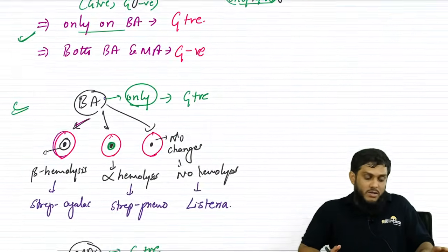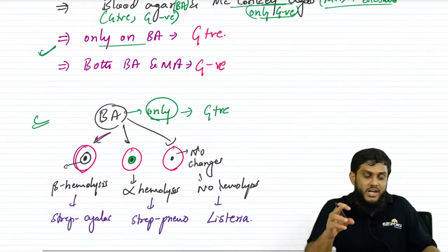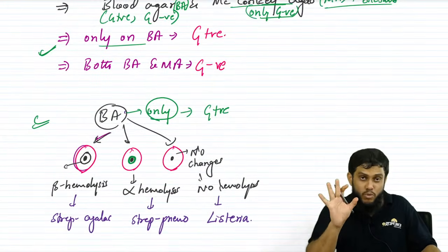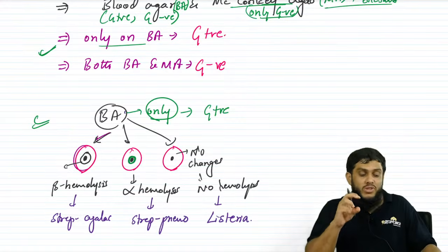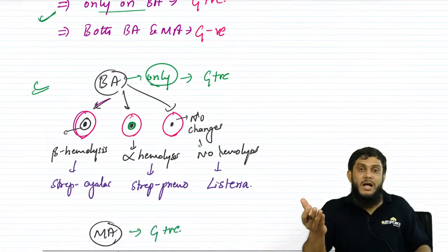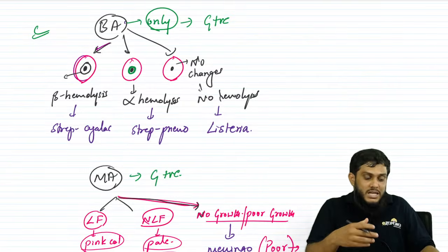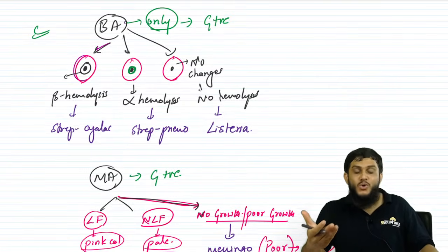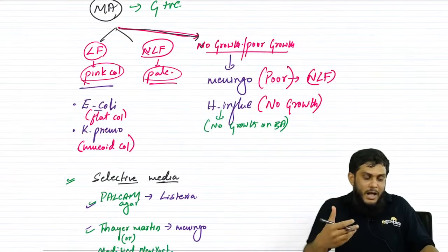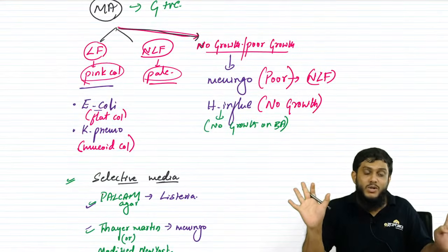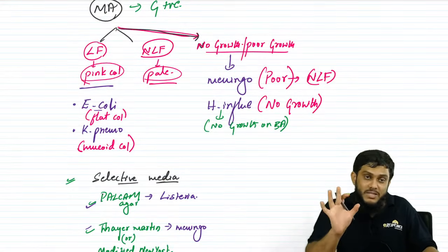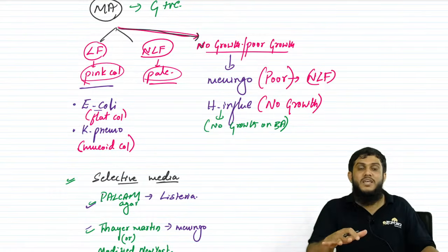Then on culture, if they say it grows only on blood agar and not on MacConkey agar, think of gram-positive first. Growing on both blood agar and MacConkey agar, think of gram-negative. On blood agar, if you see beta hemolysis, think of Streptococcus, and alpha hemolysis, think of pneumococcus. No hemolysis, think of Listeria. For gram-negative, pink colonies are E. coli and Klebsiella: flat means E. coli, mucoid means Klebsiella.